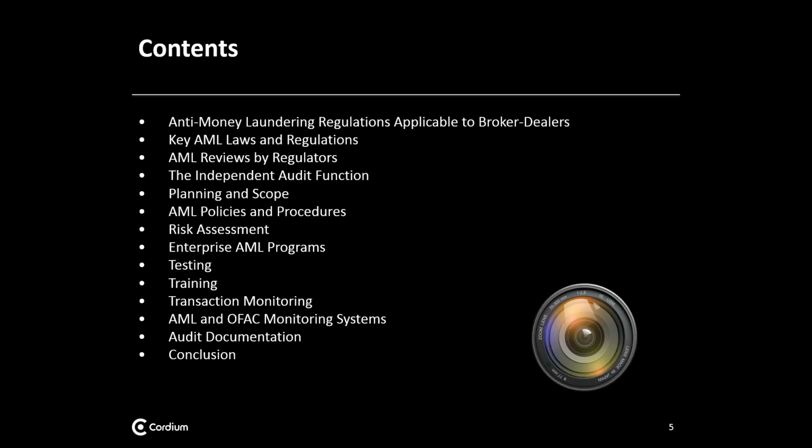As you can see from the contents list, I will be providing a synopsis of applicable anti-money laundering obligations, the genesis of those requirements, and then spend the rest of the presentation addressing the audit function.